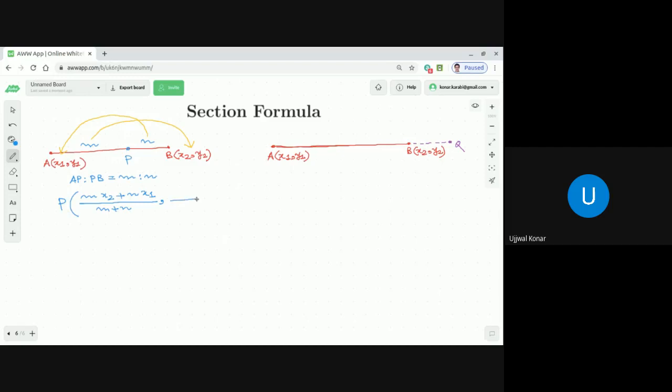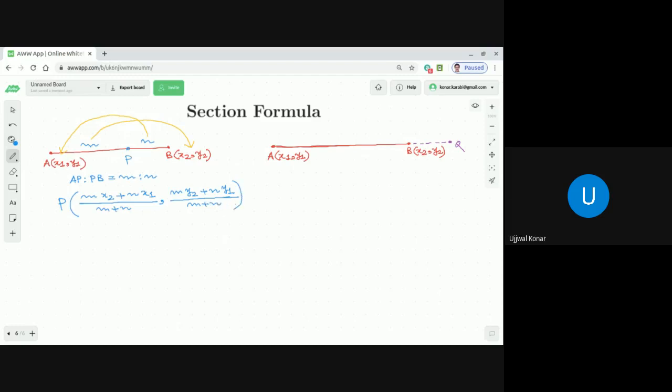In the similar manner, the symmetry rule, same pattern: m into the y coordinate of the point B, that is my2, plus n into the y coordinate of the point A, that is ny1, divided by m plus n. So we get the coordinates of the point P.